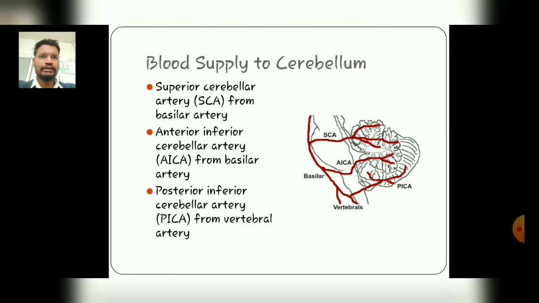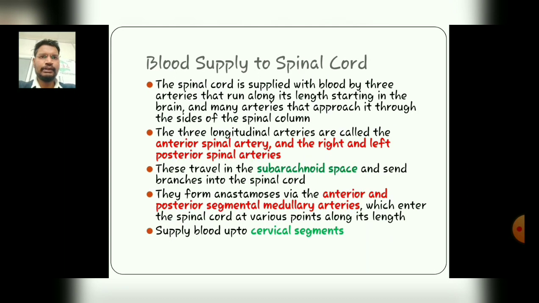So coming to the next part, that is the blood supply to the spinal cord. The spinal cord is supplied with blood by three main arteries which run along its length, and it is started in the brain, and many arteries which approach it through the sides of the spinal column.